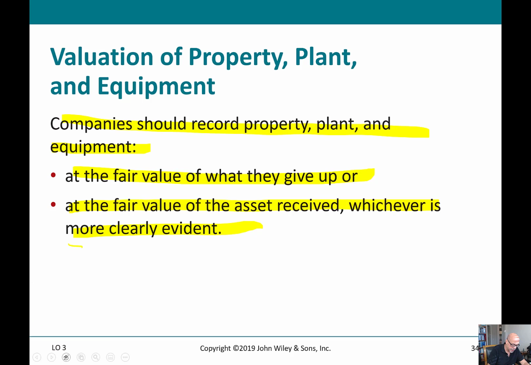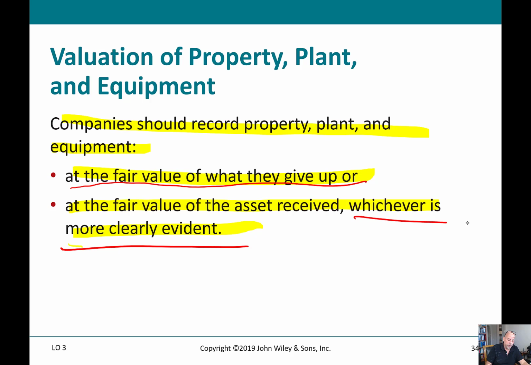Let's say we issue stock in exchange for what we have given up. So we issue some stock and we get the asset received. Which one has a more clearly evident value? If our stock is traded, then we have the stock price at the end of the year. If we're dealing with a stock that isn't traded, then maybe the asset that we're acquiring has a more evident value. So we'd have to look at either the fair value of what we've given up or the fair value of the asset received, again, whichever is more clearly evident.